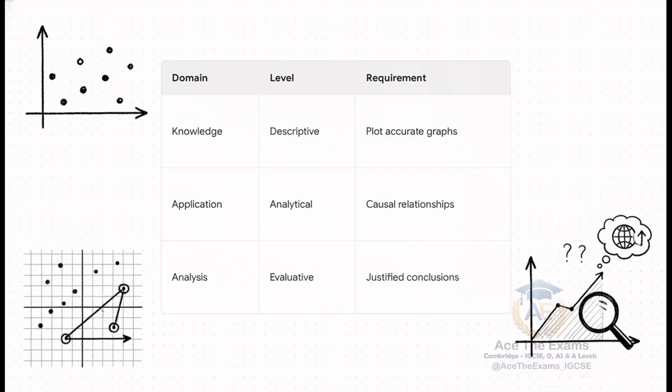Finally, we reach the evaluative level. This is what secures the distinction. Here, you are providing justified recommendations or conclusions based on your math. You aren't just writing down that the gradient is 2.5 and walking away, you are evaluating what that 2.5 actually signifies within the given real-world context of the question. You are translating the mathematical abstract back into concrete reality.